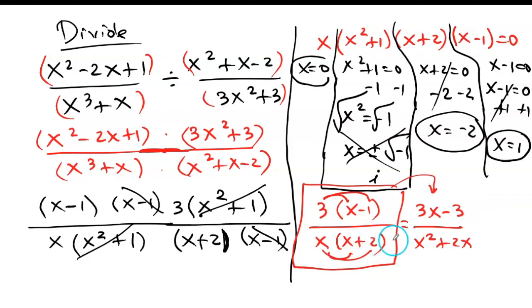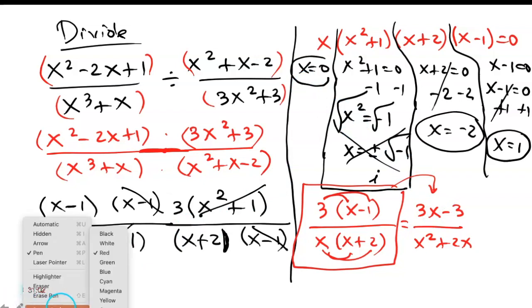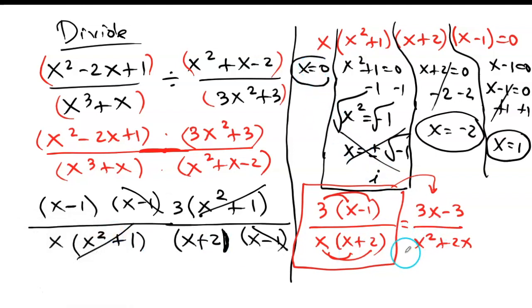Okay? Once you have your expression, then I bring my restrictions. My restrictions, I hope the restrictions are clear by now. They have to be clear. It's huge. X cannot be 0. What else? X cannot be negative 2. X cannot be equal to 1. 3 restrictions. And that's it.